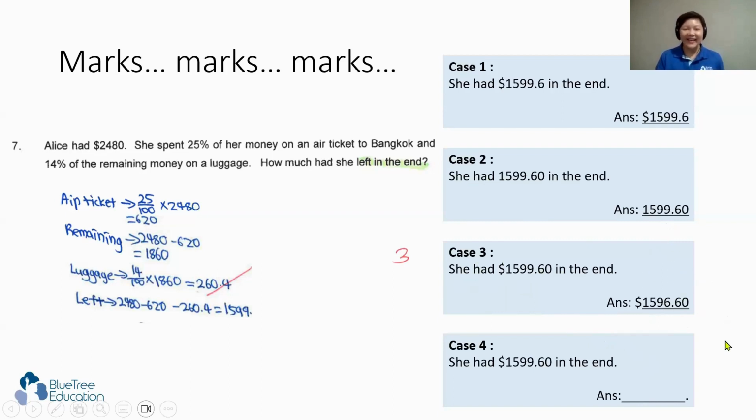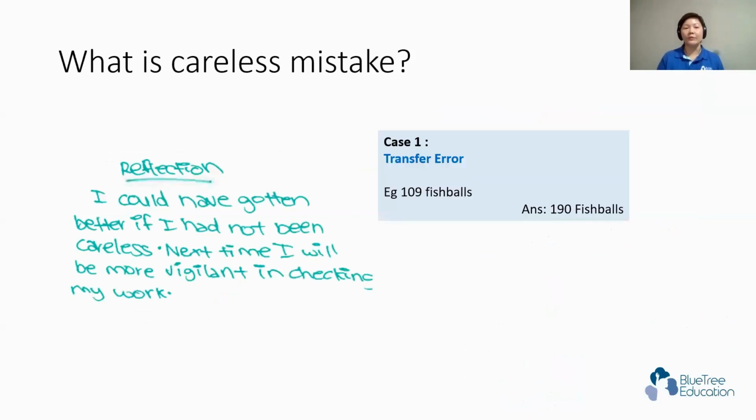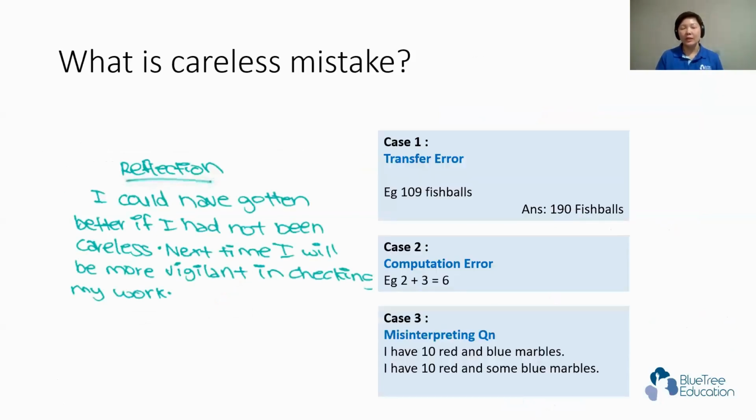Okay? All right, so units and everything matter a lot. Strongly encourage your children to write angle referencing because if they don't write, they get lost themselves in the solving. So referencing is much encouraged. Take note of 3 types of errors: transfer error, computation error, and misinterpretation of the question, like packing the cupcakes for keeping or packing for selling. It makes a difference.